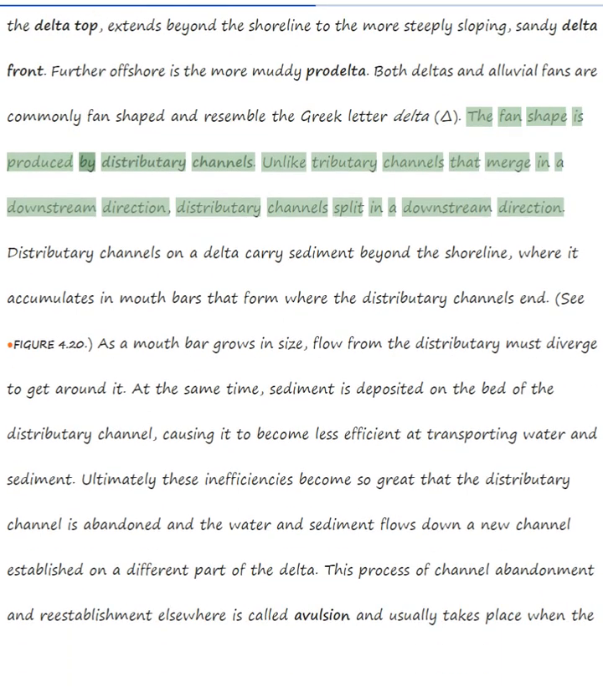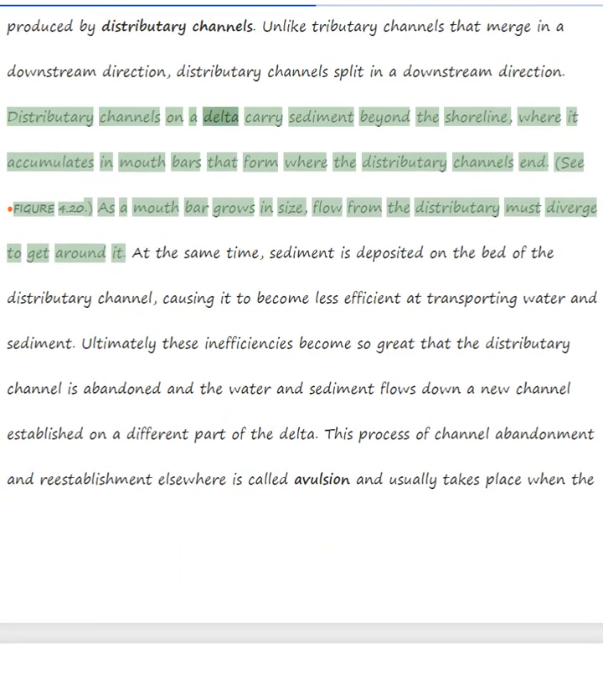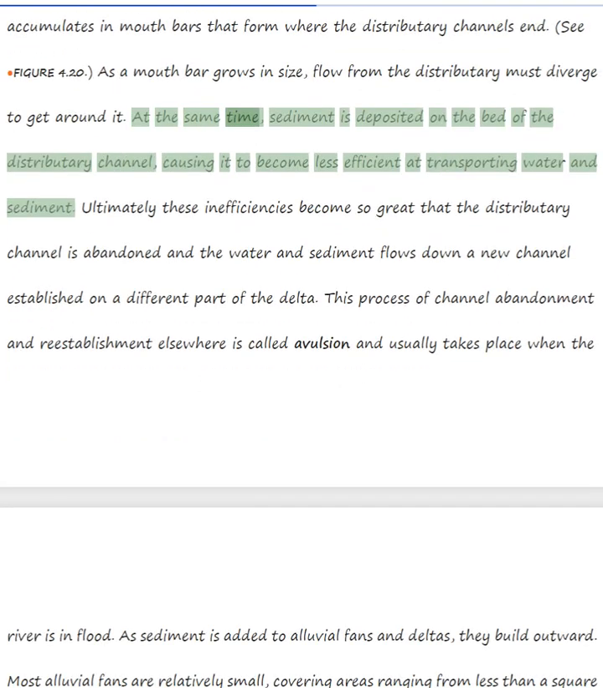The fan shape is produced by distributary channels. Unlike tributary channels that merge in a downstream direction, distributary channels split in a downstream direction. Distributary channels on a delta carry sediment beyond the shoreline, where it accumulates in mouth bars that form where the distributary channels end. As a mouth bar grows in size, flow from the distributary must diverge to get around it. At the same time, sediment is deposited on the bed of the distributary channel, causing it to become less efficient at transporting water and sediment.